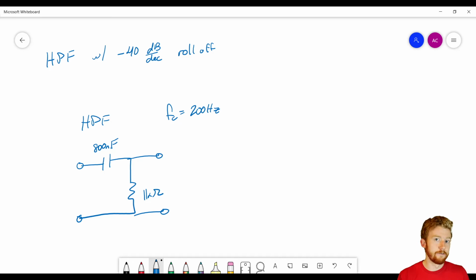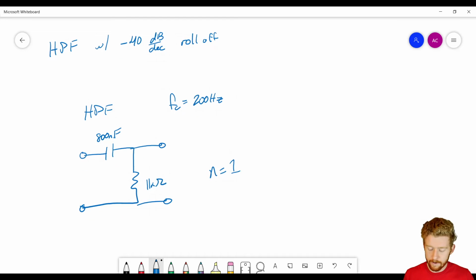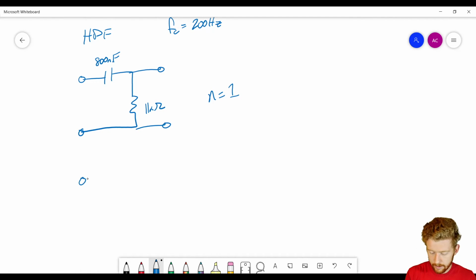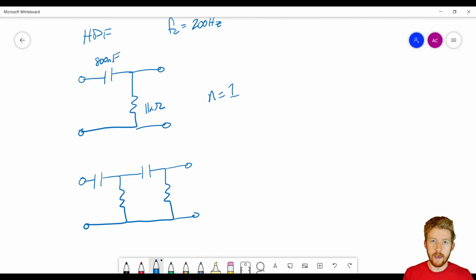Well, this is a first-order filter, right? Because we only have one reactive component, that capacitor. This is a first-order filter. This isn't going to provide the roll-off we need. If we want to provide that roll-off that we need, what we're going to need is another filter in series. So I'm just going to go ahead and draw that for you. If I just put this other filter in series, you can see that now we have 2 capacitors, so we have a second order filter. You can see it's just a copy of itself in series, 800 nanofarads and 800 nanofarads. Nothing has changed, we just added another filter.